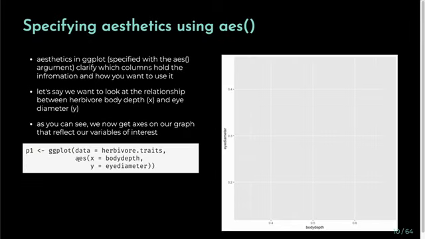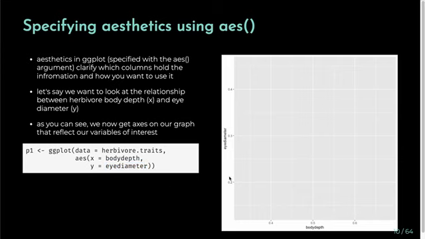And now we can specify our aesthetics, or basically direct ggplot to where in the data set we have elements that we want to plot. So the AES argument in the function down here clarifies which columns hold the information that we want to use. In this case, for example, we want to look at the relationship between body depth and eye diameter, with body depth on the X and eye diameter on the Y.